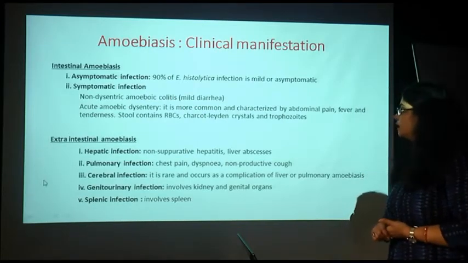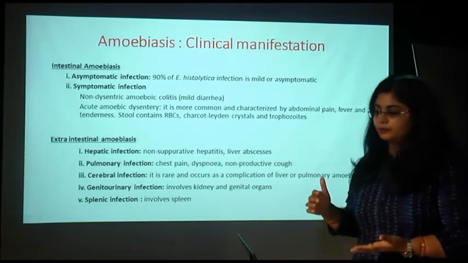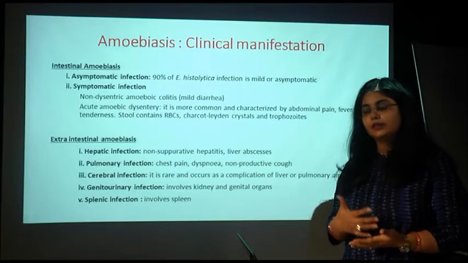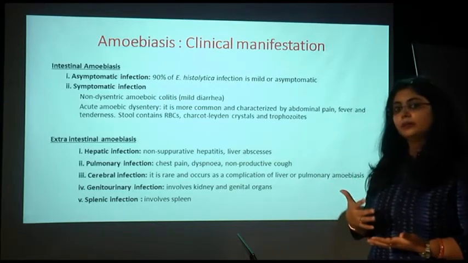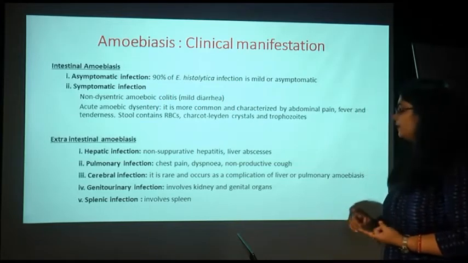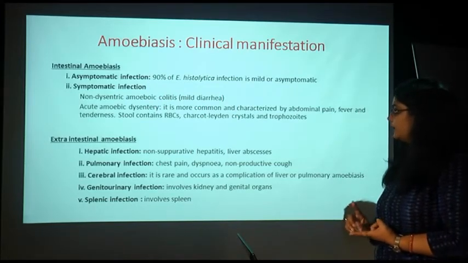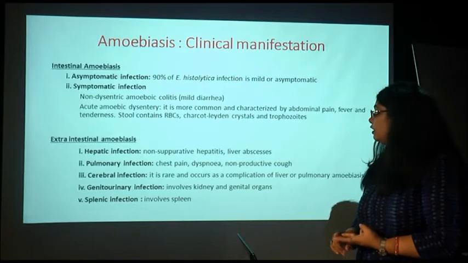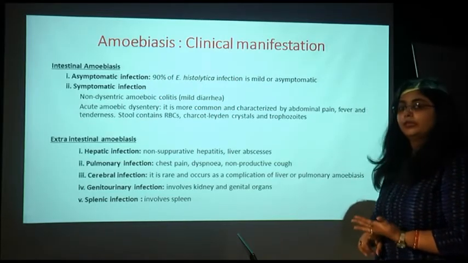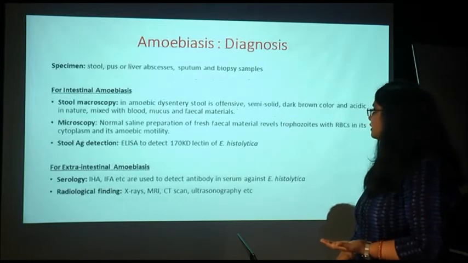So extraintestinal amoebiasis is when trophozoites invade the mucosal and submucosal layers, they sometimes can also enter the bloodstream, and they can migrate to other locations. They can infect the liver, the lungs, the brain, the genitourinary tract, and the spleen. So these are the extraintestinal amoebiasis.